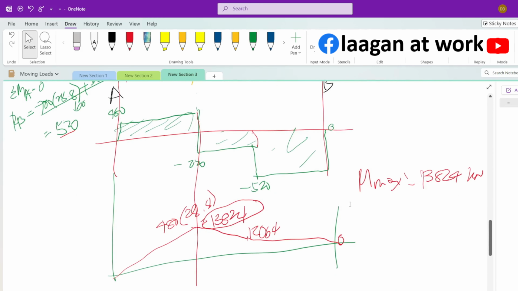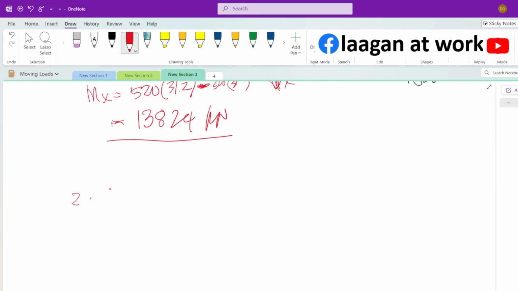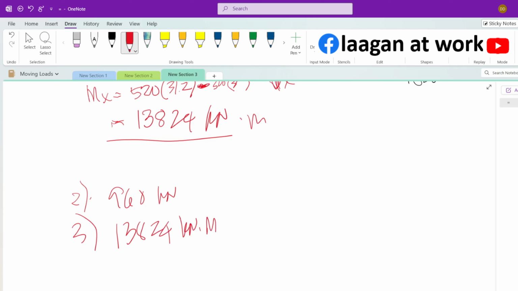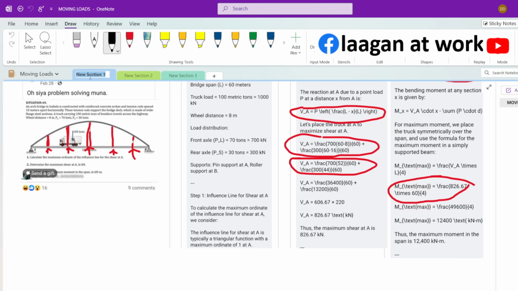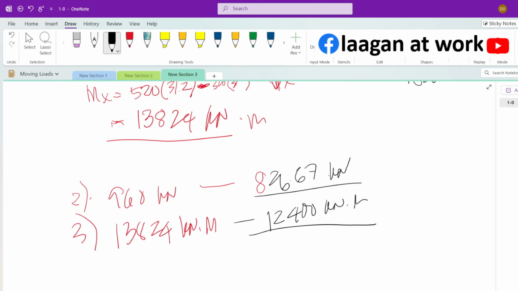Or if you do the shear and moment diagram. So to summarize, for number two, your shear would be 960 kilonewton, and then number three would be 13,824 kilonewton meter, versus in his calculation, this is 826.67, and this one is 12,400 kilonewton meter. So imagine the difference. No wonder the bridge would fail.